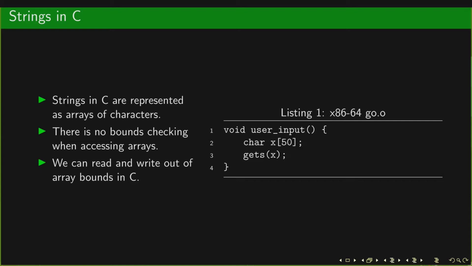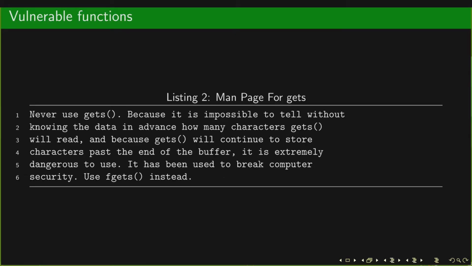So suppose we have this piece of code right here that just allocates a string and then reads into that string. The reason that this is bad is because we're using this function gets, and if we were to look at the C manual page for gets, we see that it says never use this function. It's impossible to tell without knowing the data in advance how many characters gets will read. Gets will continue to store characters past the end of the buffer. It is extremely dangerous to use and has been used to break computer security.